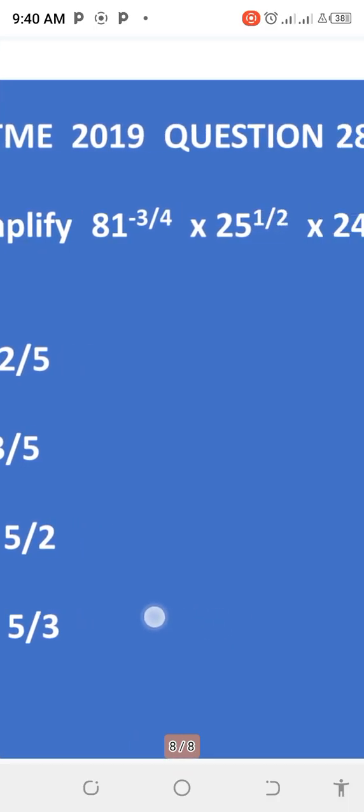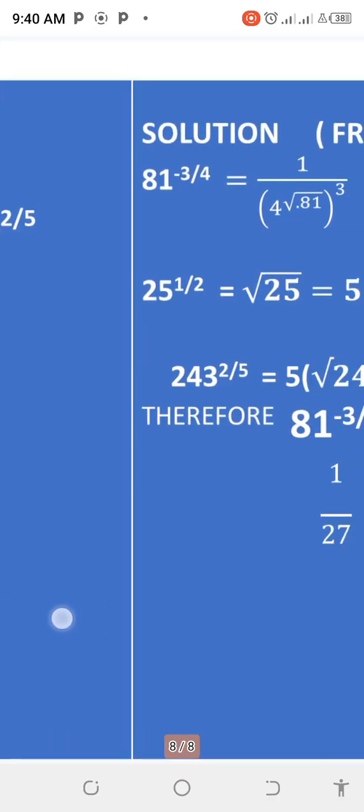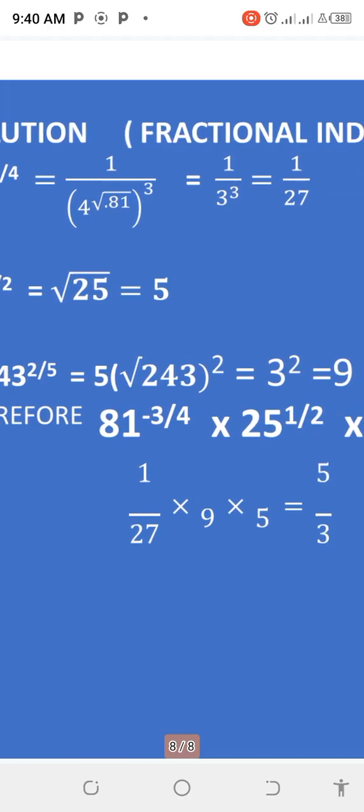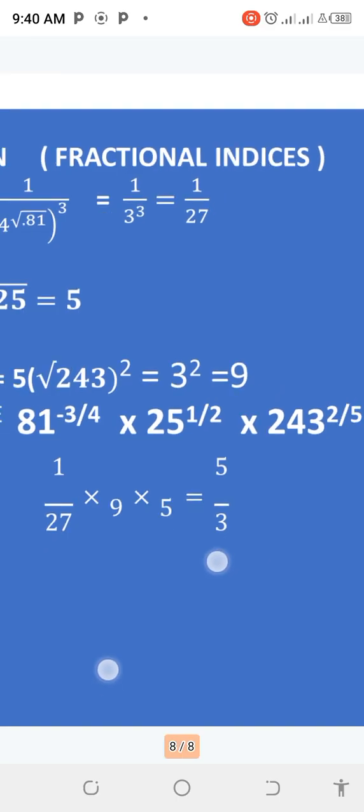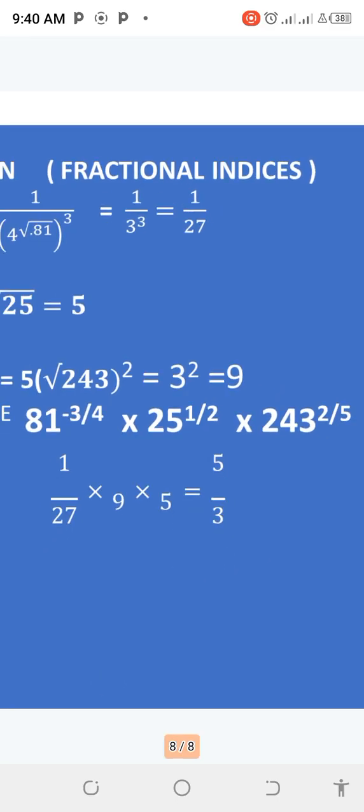With this, we have come to the end of this tutorial. Now, in our next tutorial, we are going to take a look at exponential equation.